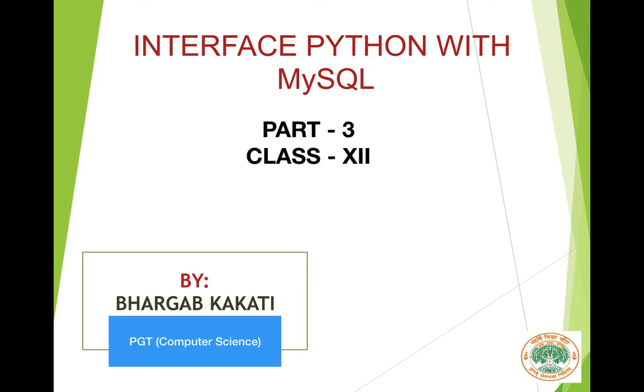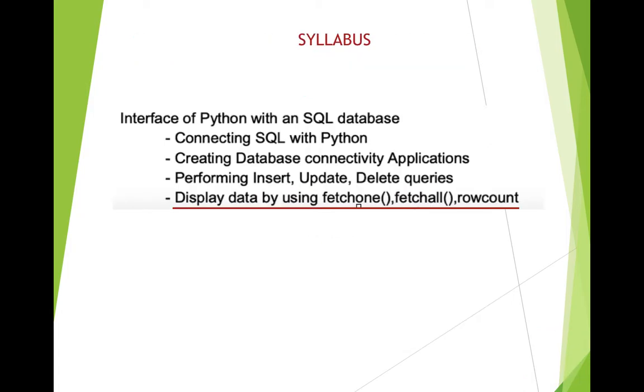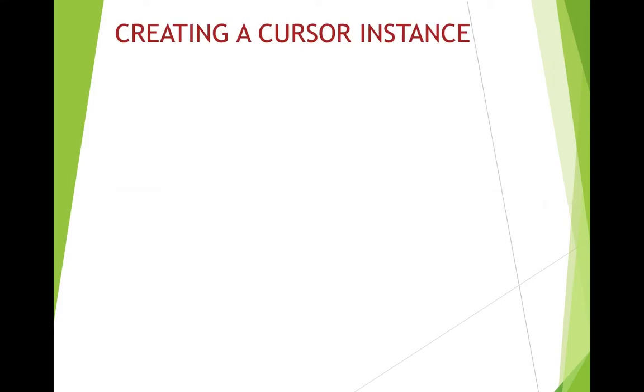This is part 3 of this particular chapter, and today's topic of discussion is data extraction from SQL via Python. What we are basically going to discuss in this part is that we have some data in SQL, we need to bring the data from SQL and display it with the help of the Python programming language. So let's begin with the syllabus. This is the syllabus. Out of the syllabus, we are going to discuss the topic which is highlighted in red color. Now, the first thing that we need to know in data extraction is creating a cursor instance.